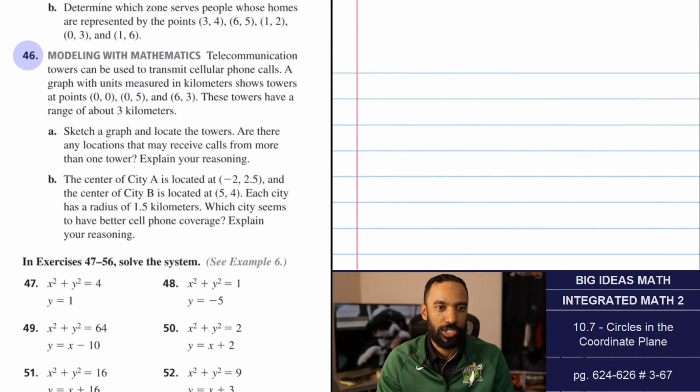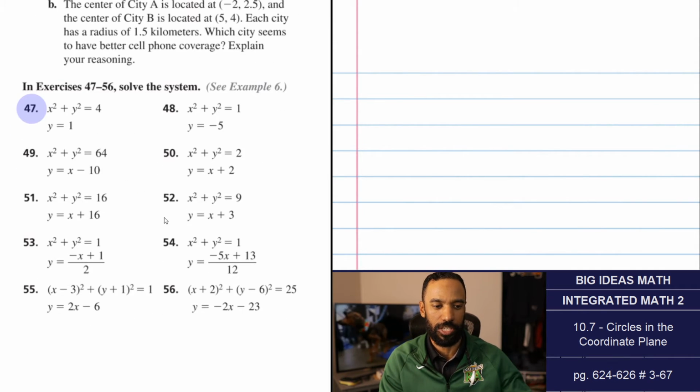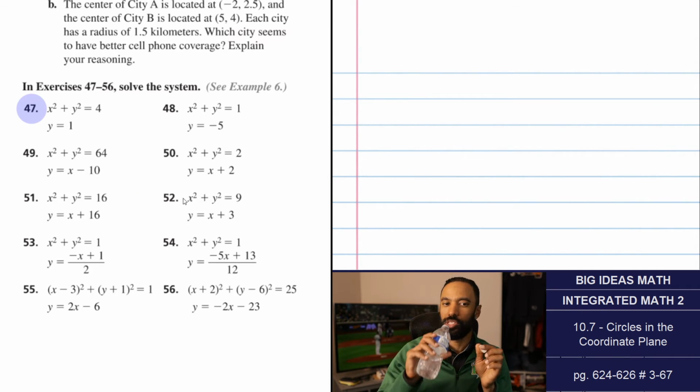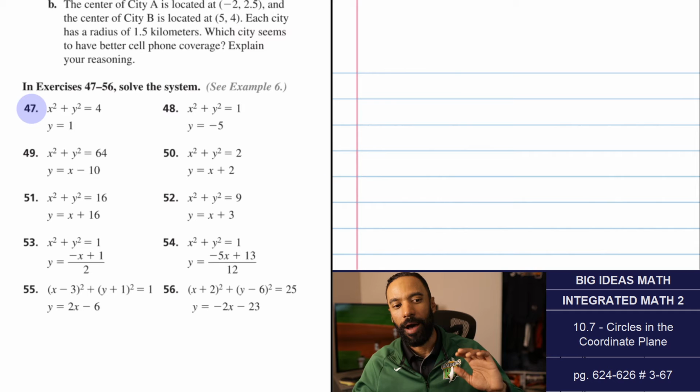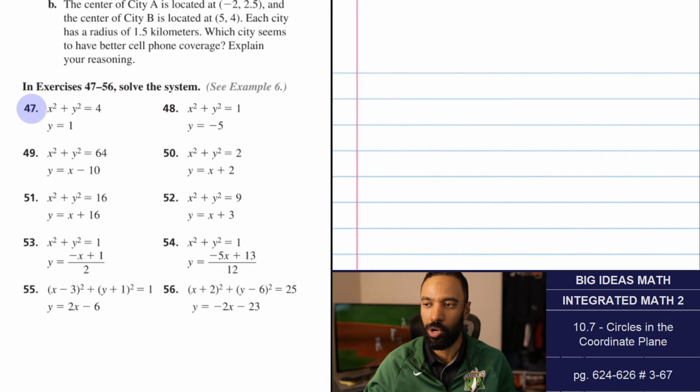Okay, let's go to exercises 47 to 56. Oh, this is the solving the systems. The non-linear systems. All the bottom ones are y equals, so it makes sense to always do substitution for these with a thing for y.